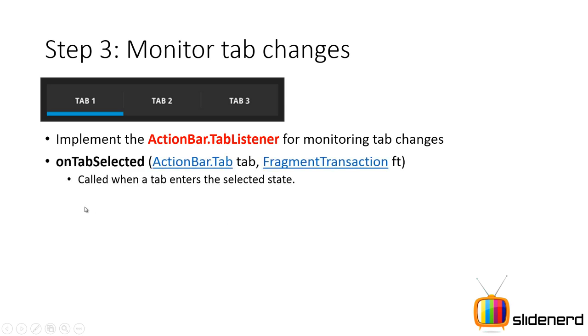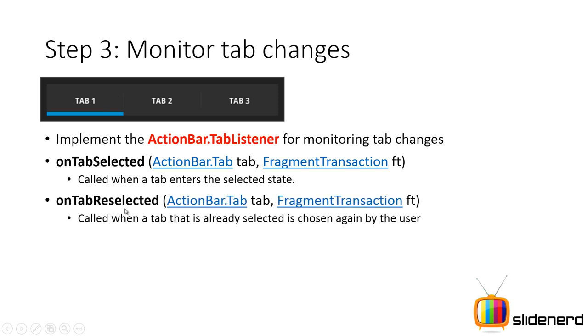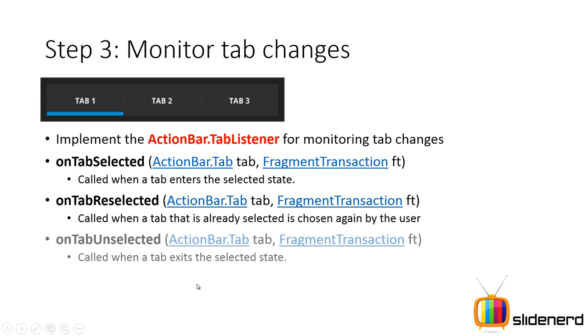This has three methods. One is onTabSelected. Whenever a given tab is selected, this method is called. onTabReselected: when you select the same tab again and again, this onTabReselected method is called. And then you have onTabUnselected. When you go from tab 1 to tab 2, tab 1 is unselected and tab 2 is selected.